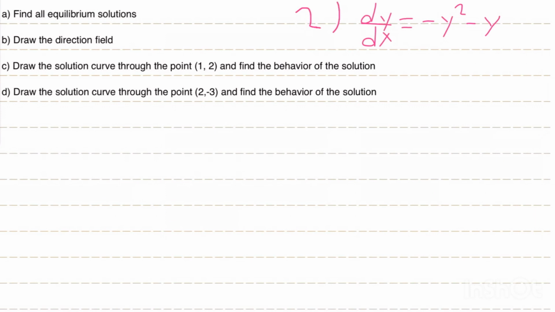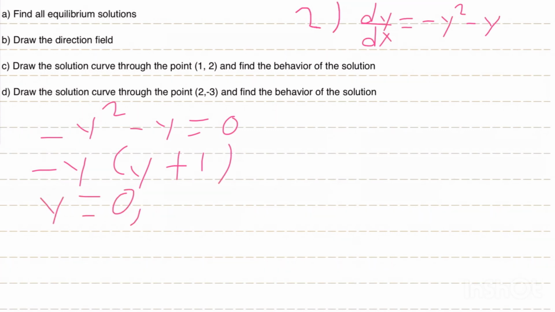Alright, so this is number 2. If you would like to pause the video and give it a shot yourself, go ahead. But I'll get started on letter A right now. Find all equilibrium solutions. So we're going to set negative y squared minus y equal to 0. We can factor out negative y, so we have y plus 1, and we have y equal to 0 and negative 1.